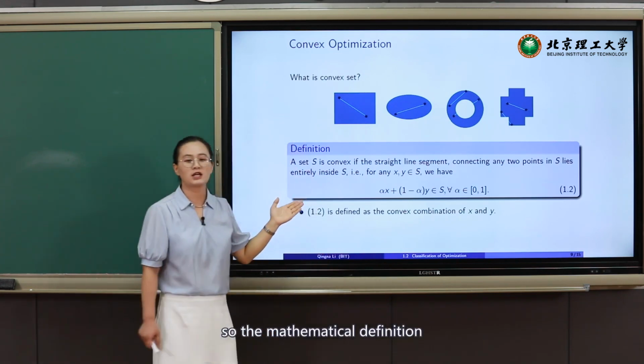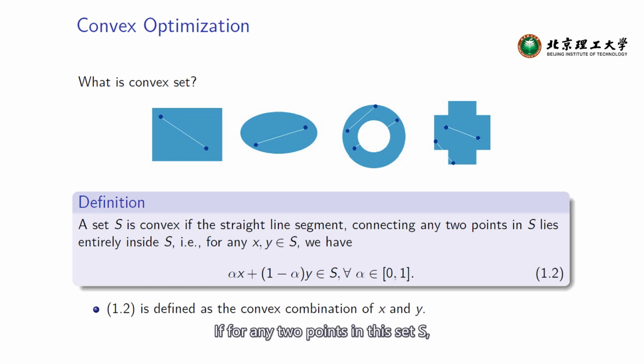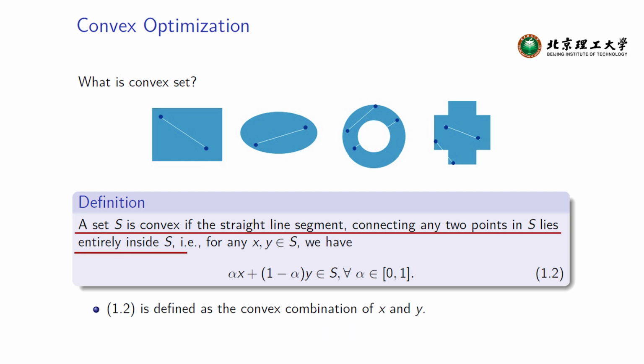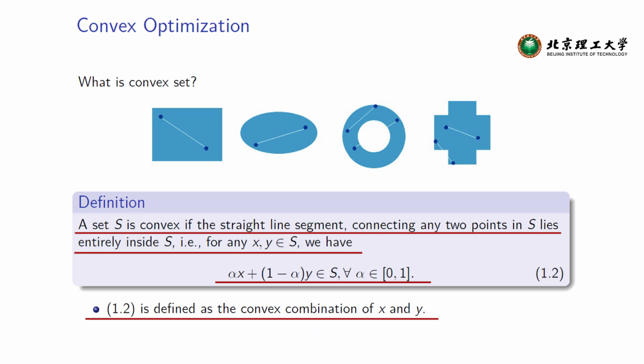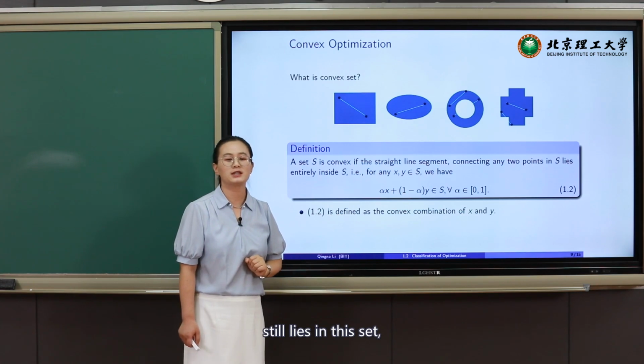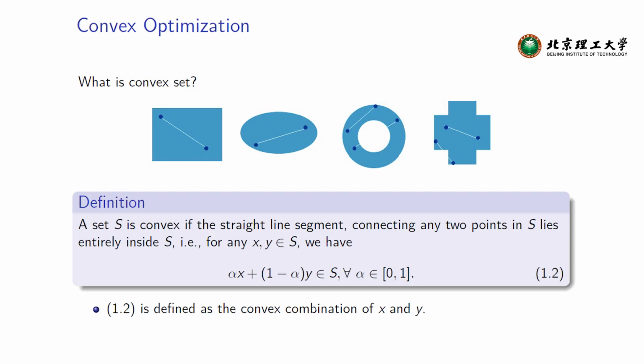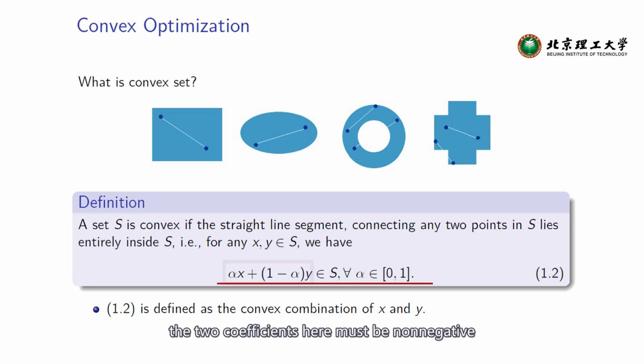Okay, so the mathematical definition of a convex set is like this. If for any 2 points in this set S, the following point also lies in S. So what does the following point mean? It is called the convex combination of the 2 points. In other words, if the convex combination of the 2 points still lies in this set, then this set is convex. Notice that for a convex combination, the definition requires that the 2 coefficients must be non-negative and must be smaller than 1. And also the sum of the coefficients must be 1. So this is the convex combination.